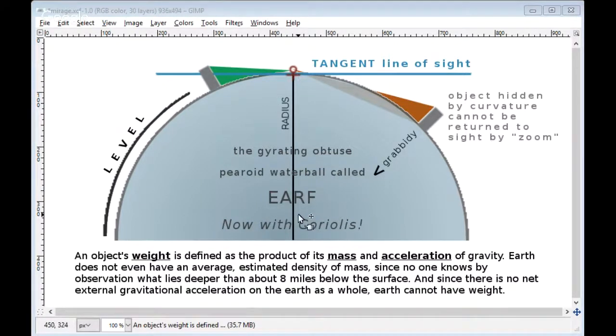Radius is half a diameter. So a tangent is a right angle to a radius, okay? Just in visual terms here, we've got a line from the center to the edge. Perpendicular to that is a tangent line. When you look at the horizon, you are looking at a tangent, not a level.